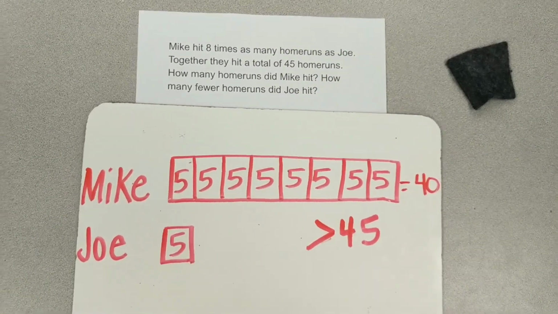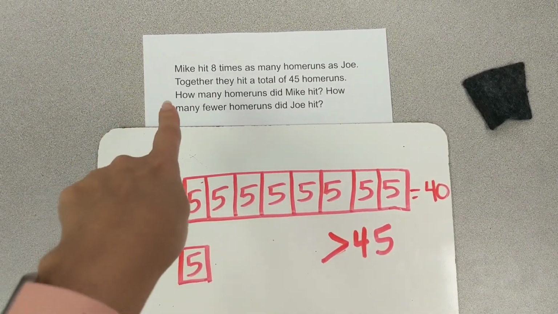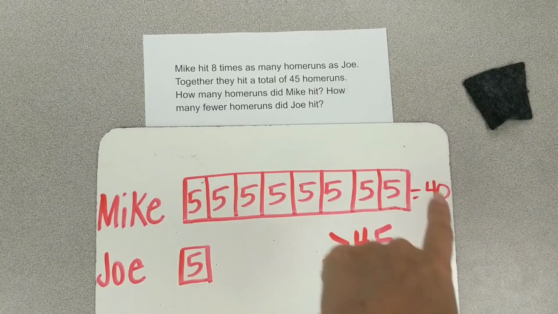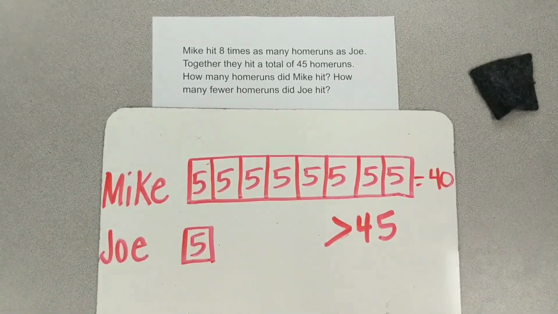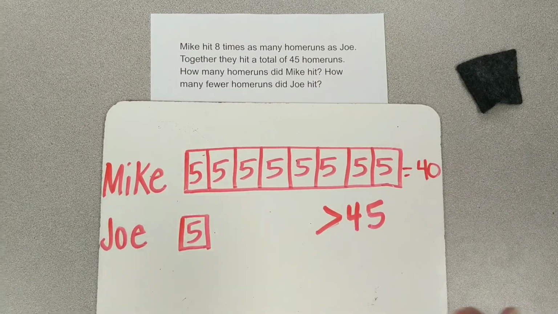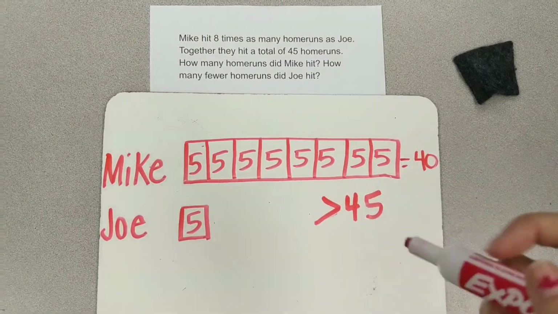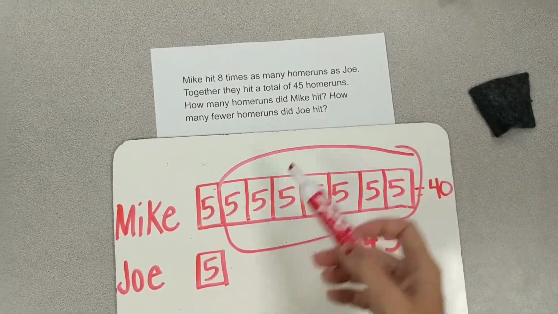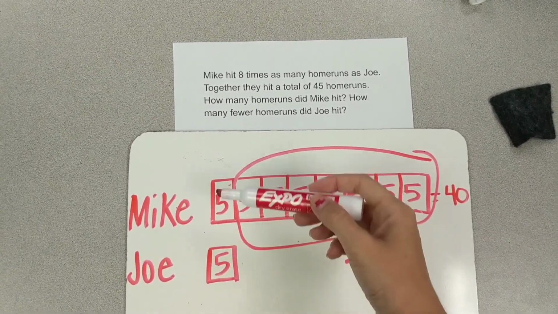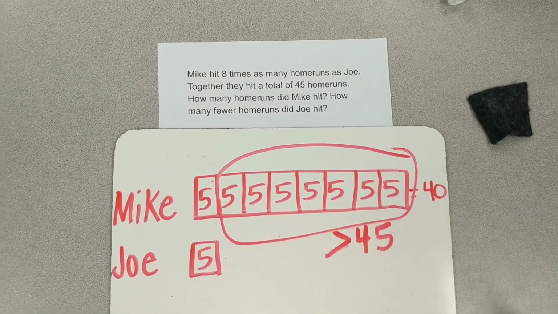So let's go back to our next question. We already answered how many did Mike hit. Mike hit 40. How many fewer home runs did Joe hit? Well, if Mike hit 40 and Joe hit 5, 40 minus 5 is 35. Or we can see that this is how many fewer, because they both hit 5. This is how many fewer, which is 35.